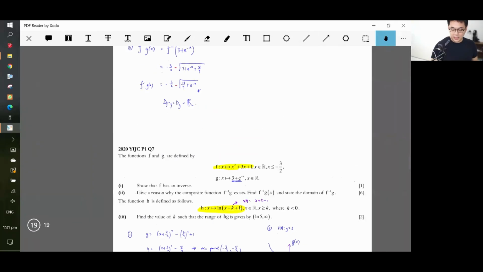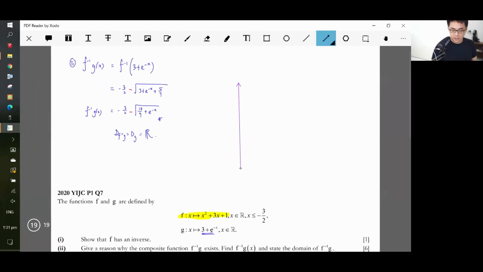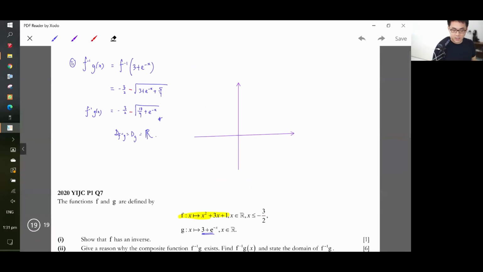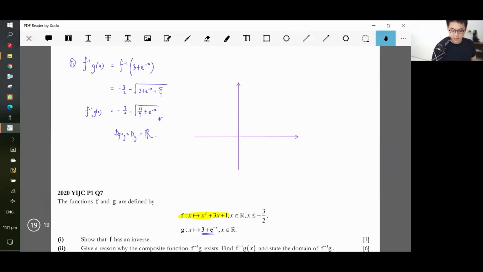Now, when you sketch this graph here, h(x), I don't care how you sketch it out, but when you sketch this graph here, you know that it has a vertical asymptote of k minus 1. And you're sketching from k, when that time is 1, so it goes up from here.